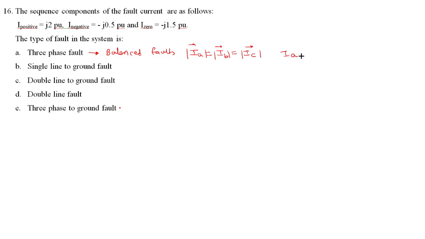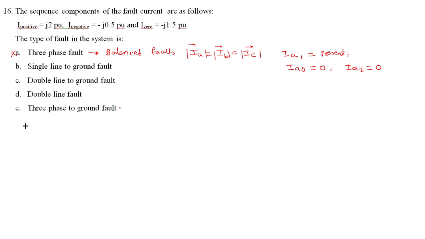So IA1 will be present, whereas IA0 will be 0, and IA2, that is the negative sequence current, will be 0. IA0 stands for zero sequence current of phase A, IA2 stands for negative sequence current of phase A, and IA1 stands for positive sequence current of phase A. So IA0 and IA2 will be 0. So here there is a presence of positive and zero sequence, therefore the first option is not correct.